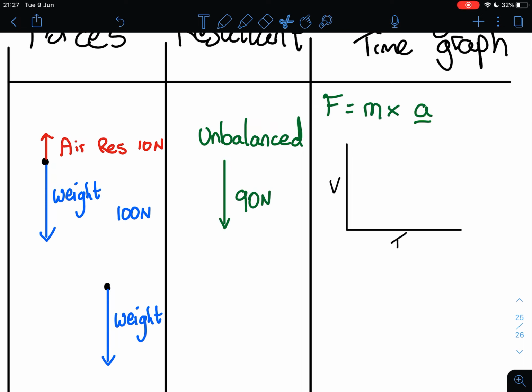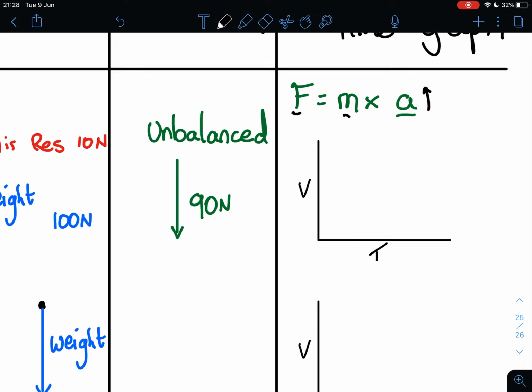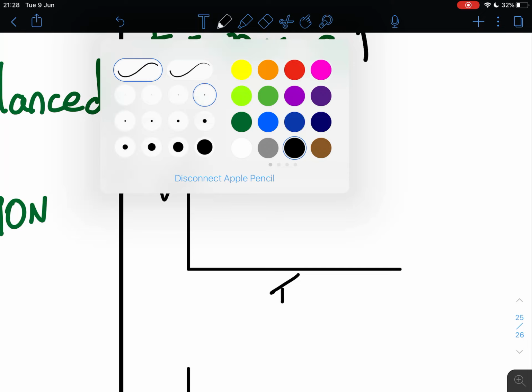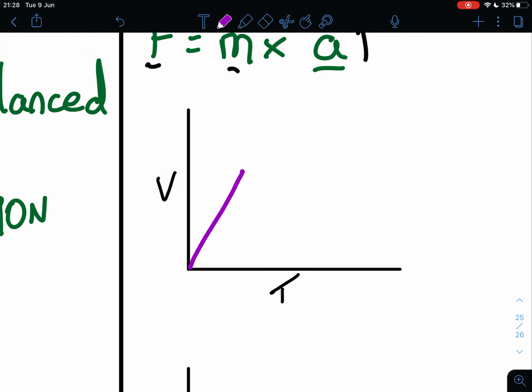There we go. Okay, and I'm going to put one down there in a minute. So, if we have a large force acting on a mass, then we're going to have a very large acceleration. And if you remember from lesson 3, a large acceleration, and I'll do it in purple, means a steep gradient.